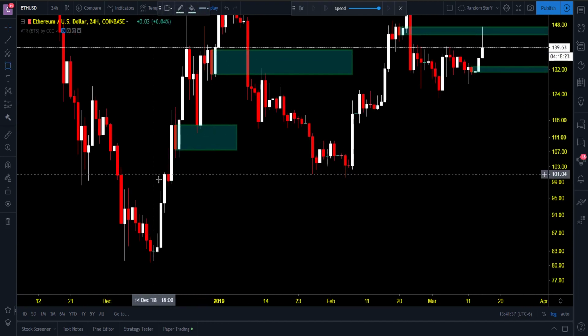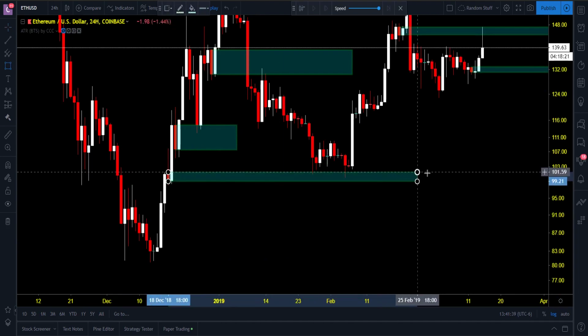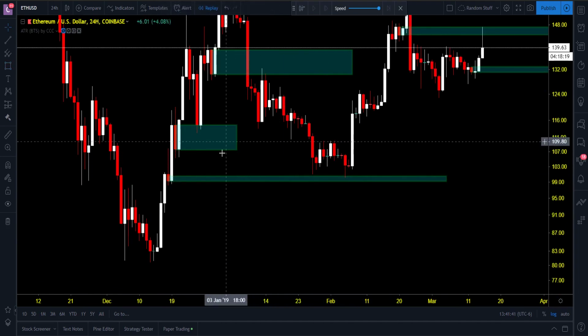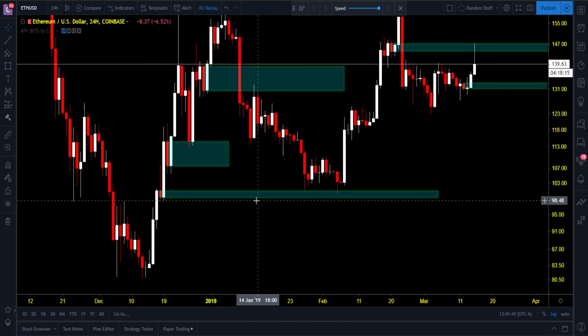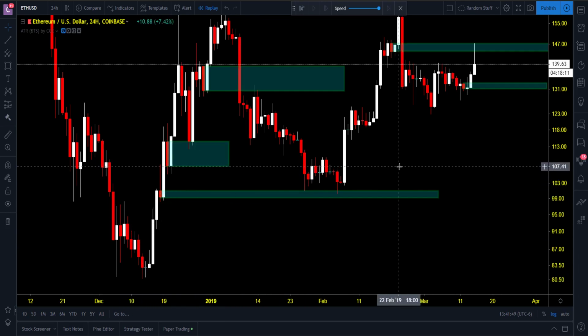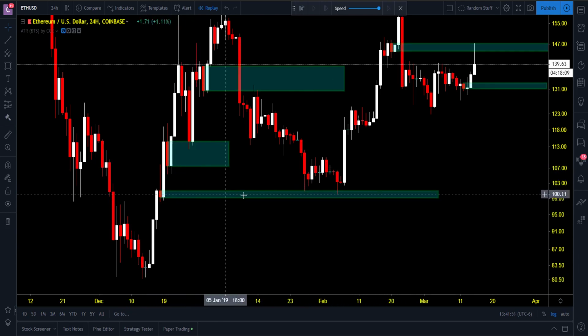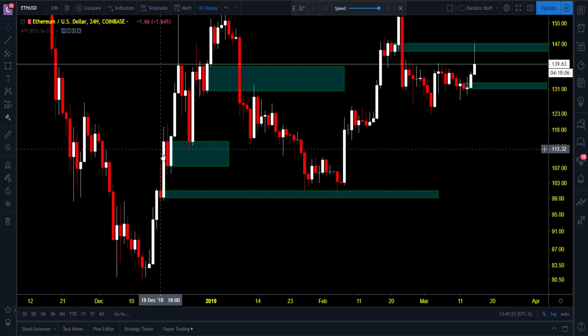This one never got, or wait, did it? Yes, it did. So this one never got touched before. We'll just mark it like here. Look at how it came into here and took off, right? So this to me means that we're bullish kind of thing, since it wicked in here and took off. This to me means we're bullish.